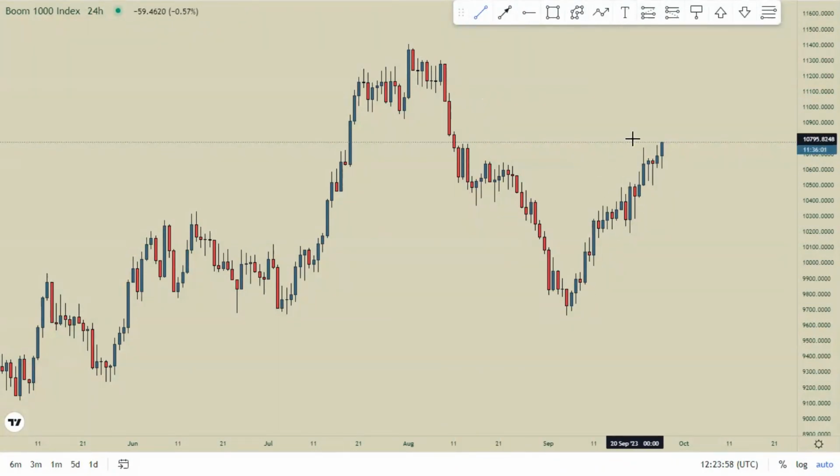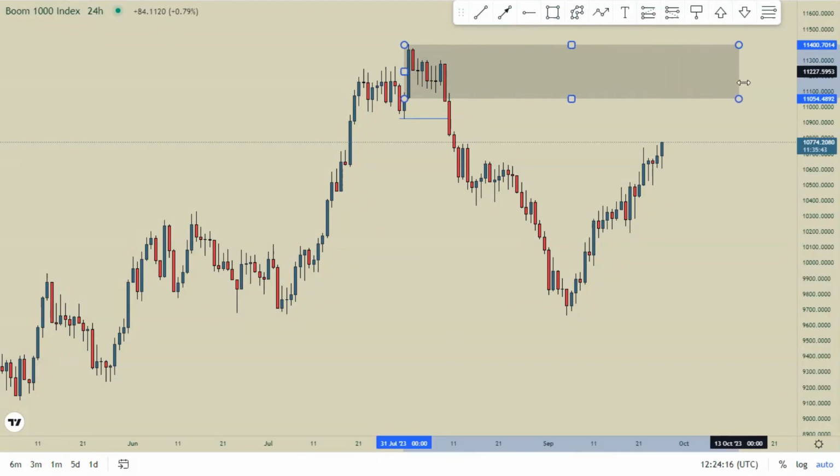We can see that the market is bullish now for Boom 1000. It's bullish. Now we can mark out our shift in market structure. This is our market structure shift. Now for me, I like to highlight the last opposite impulse run before the break of structure, or before the shift. So this becomes our order block, or our supply zone.